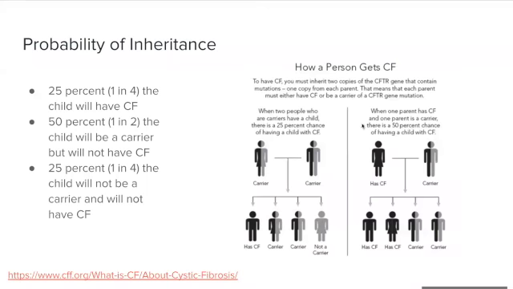And then here's another example that shows that if one parent has cystic fibrosis and the other parent is a carrier, 2 out of the 4 kids will have cystic fibrosis, and 2 out of 4 will be a carrier but not show any signs of that disease.